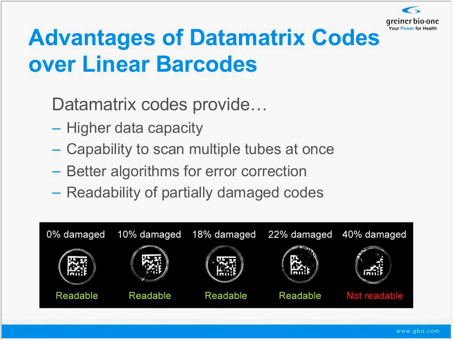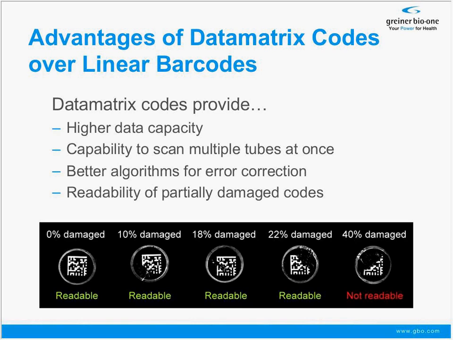So, there are several advantages of data matrix codes over linear barcodes. The matrix code provides a higher data capacity, so the ID numbers, the identifiers, can be longer and more complex. There's the capability to scan multiple codes at once if they are presented in an array. This is not possible with linear barcodes. There are better algorithms for error correction. The readability of partially damaged codes is given and exemplified in the picture down there.